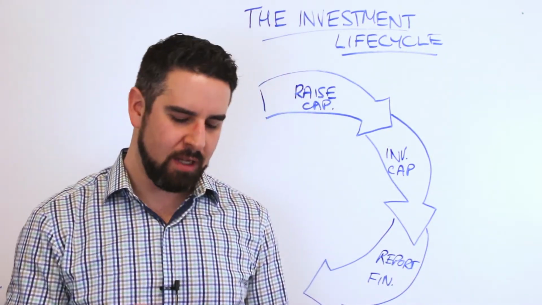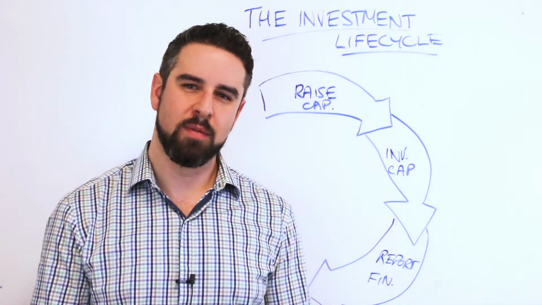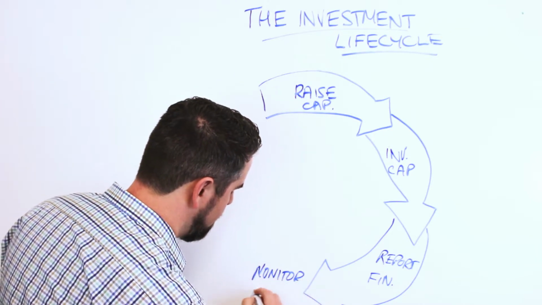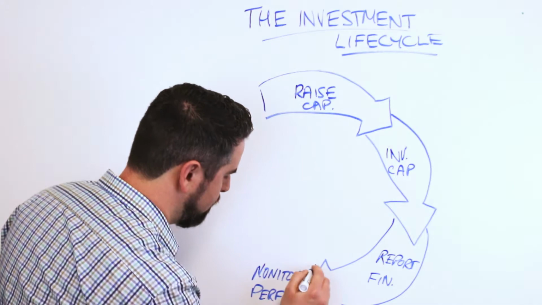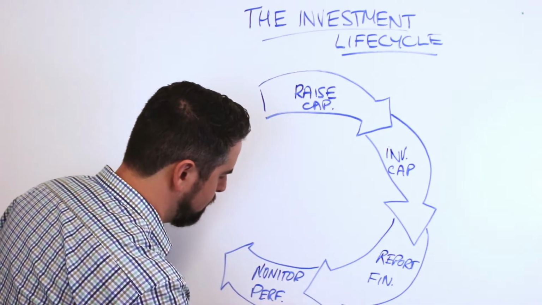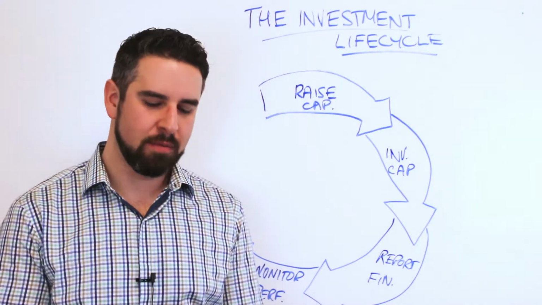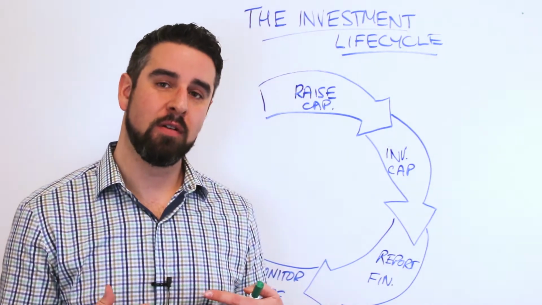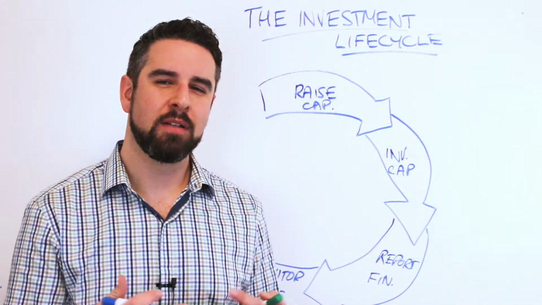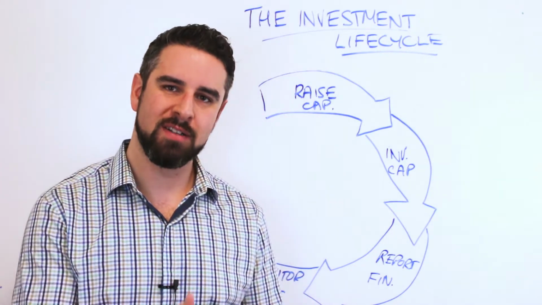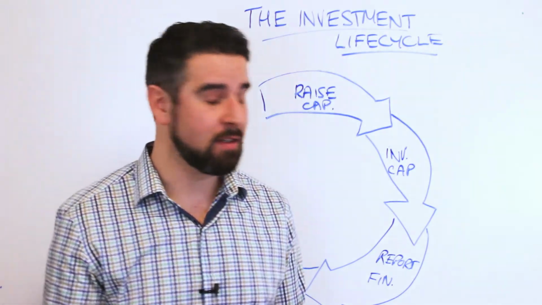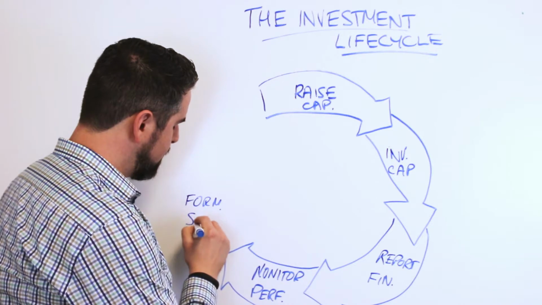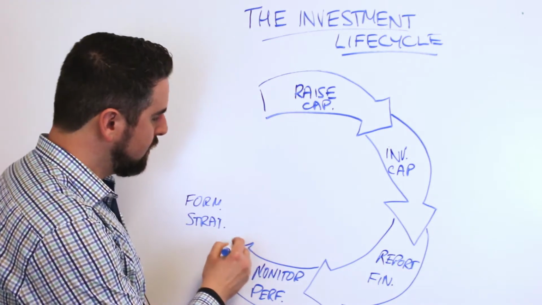Once you have the financials and you've invested that capital, you need to monitor the performance of those assets. So we'll put here monitor performance. So now you have a portfolio of assets, you're monitoring the performance of those assets. Now you need to think more long term. What's going to happen to my portfolio in 2 years, 5 years, 10 years? Because ultimately you want the value of that portfolio to increase over time and the dividends to increase over time. So what you need to do is formulate strategies. And that is step 5.